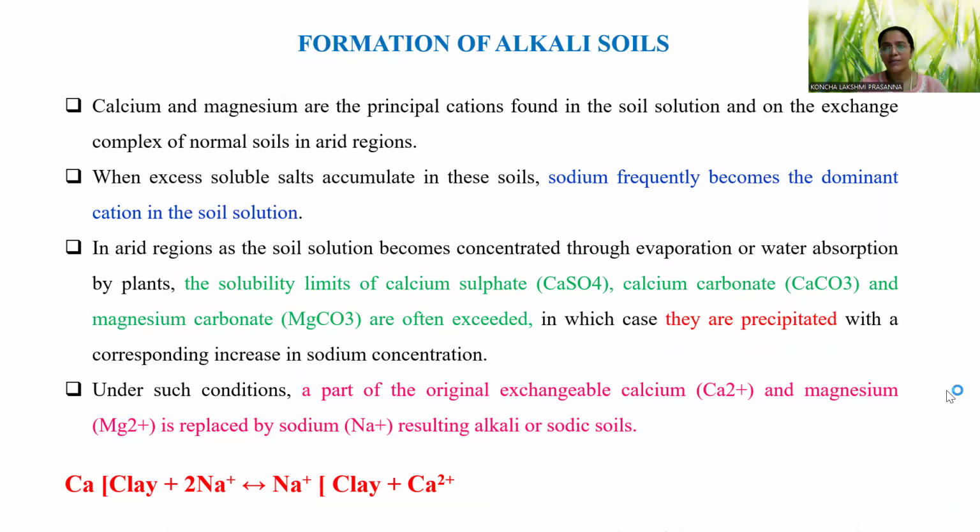Here you can see the chemical reaction in the formation of the alkali soils. This is how the alkali soil is formed. With high evaporation and transpiration, sodium becomes the dominant ion. So calcium is replaced by sodium, and thereby there is formation of alkali soils or sodic soils in the arid and semi-arid conditions.